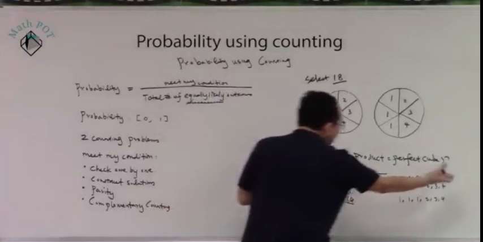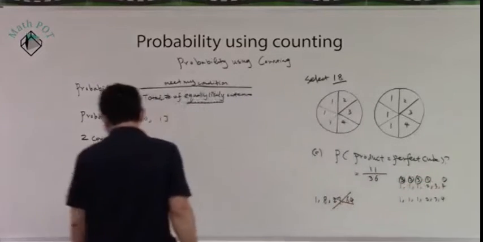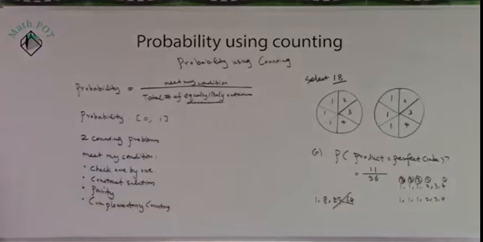So now add everything up. That gives us nothing but 11. So the favorable condition, final answer here, is nothing but 11 over 36. So hopefully you fully understand. So that's one.